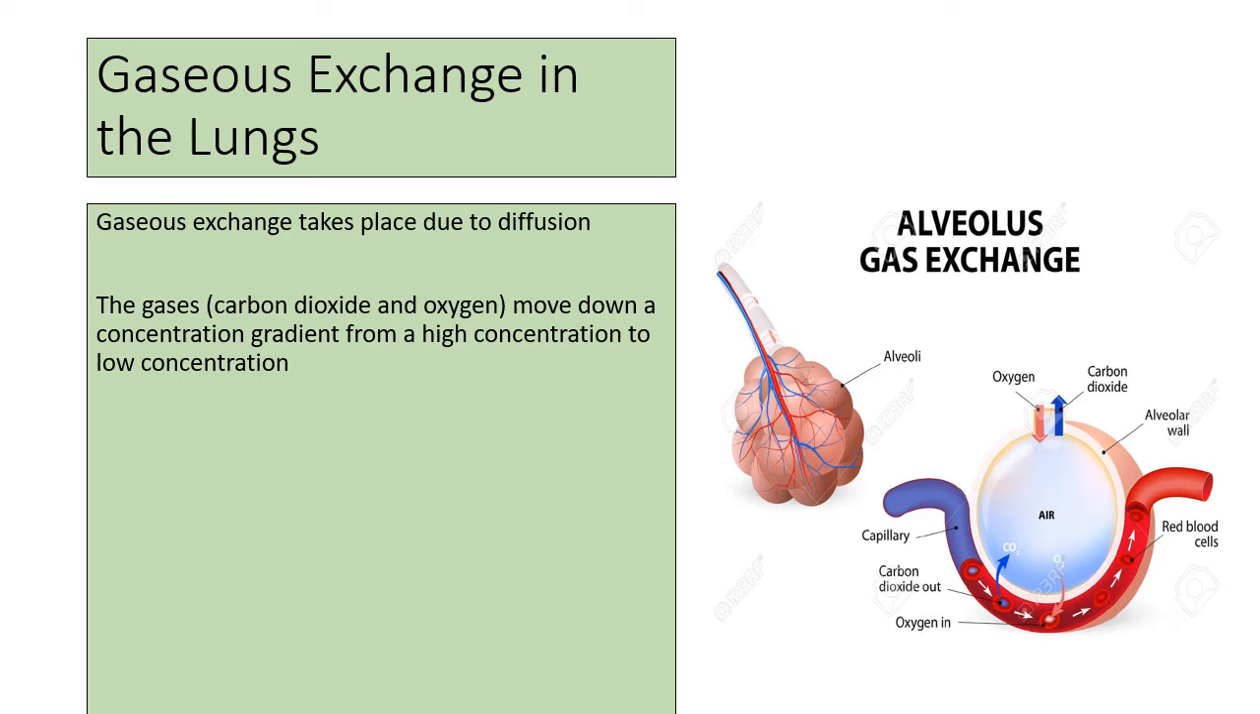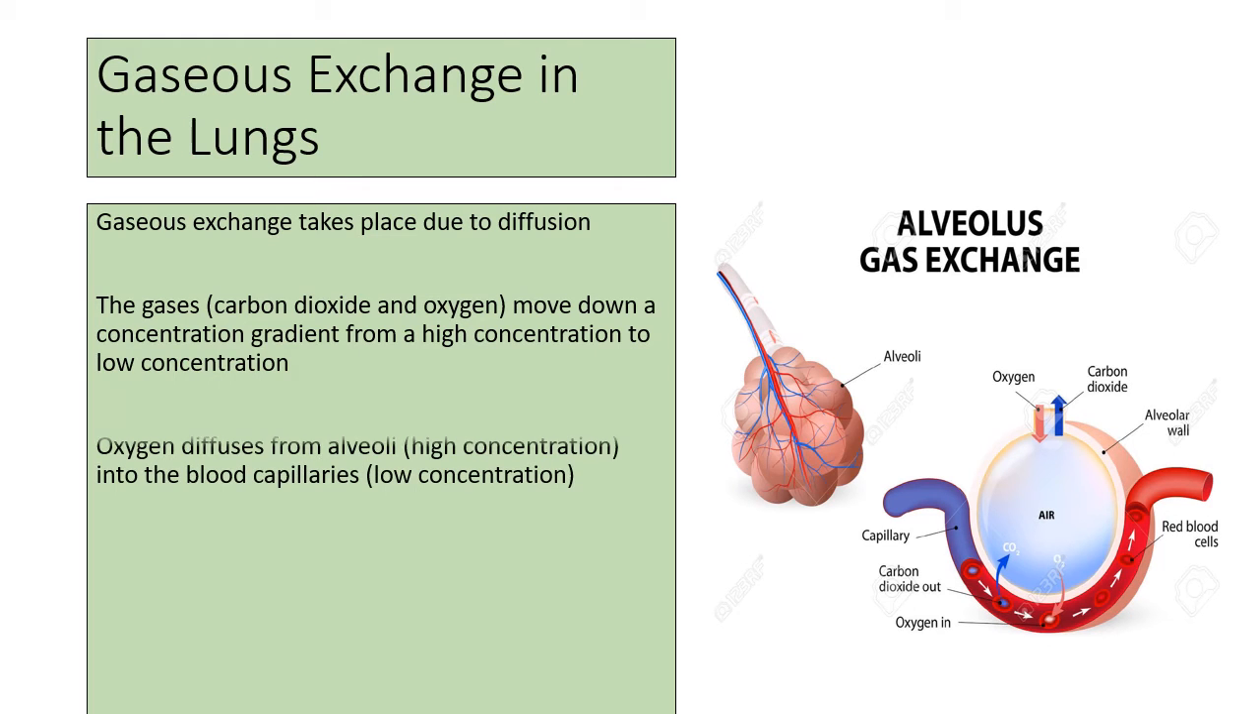The main gases involved are carbon dioxide and oxygen, and they move down a concentration gradient from high concentration to low concentration. So that's important to note when we think of that idea of diffusion that happens in those alveoli air sacs. In essence, oxygen diffuses from the alveoli, as you can see in the diagram, from a high concentration towards a low concentration, where the blood capillaries surround the alveoli.